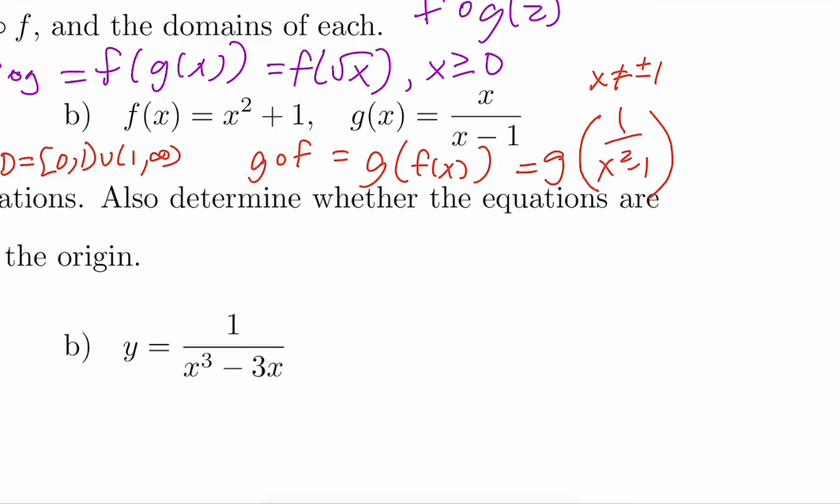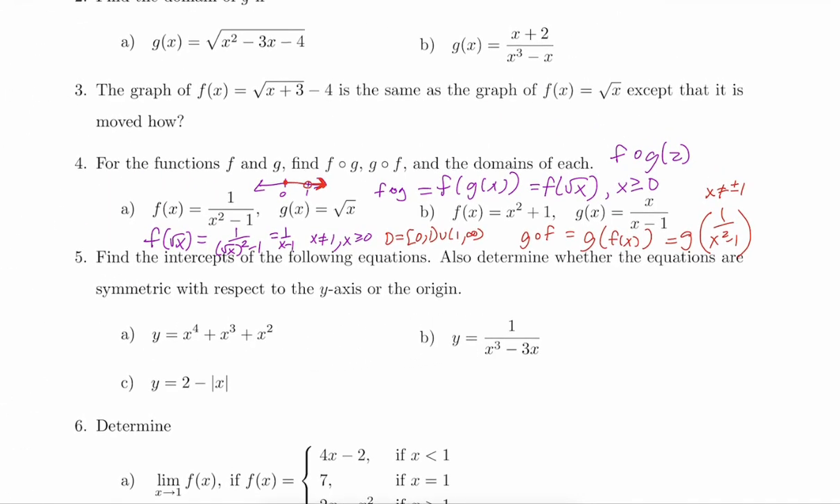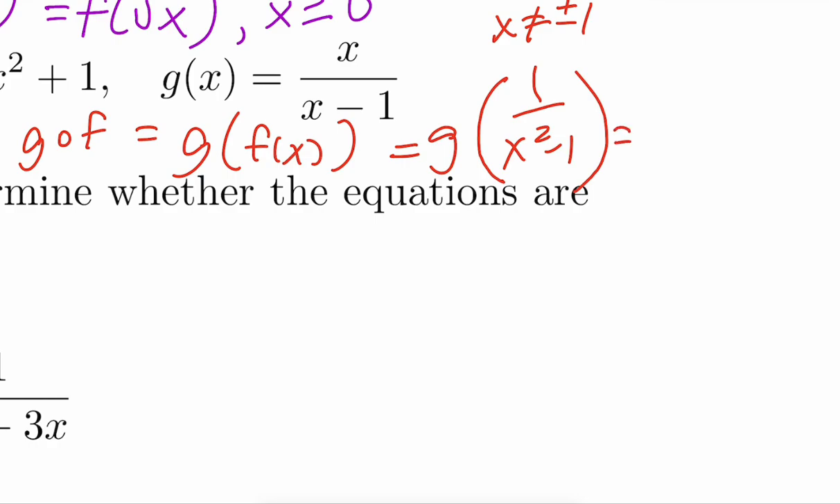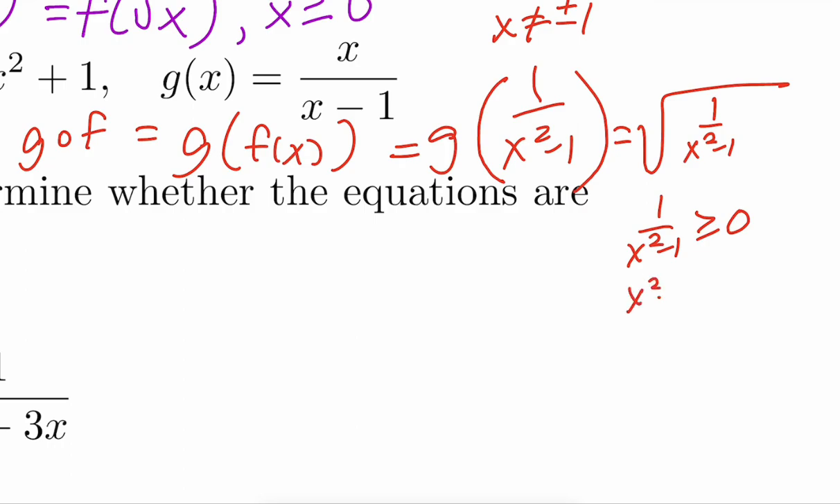Okay. Now let's stick it into, it has to go into where? It has to go into a square root. So this is just the square root of that fraction. So we have to say, okay, square roots have to be greater than or equal to 0. So 1 over x squared minus 1 has to be greater than or equal to 0. 1 is already positive, so we just have to make sure that x squared minus 1 is positive, which is x plus 1 times x minus 1.